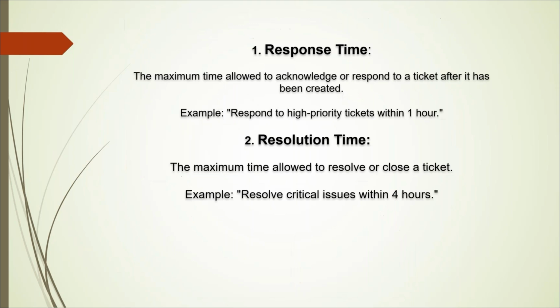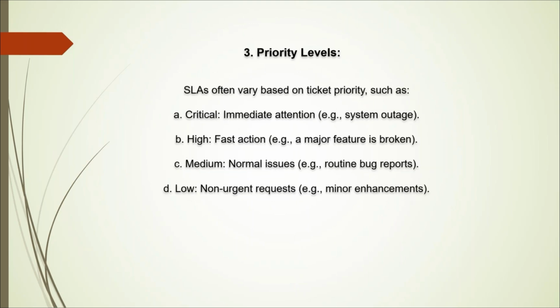The third one is priority levels. SLAs often vary based on the ticket priority, such as critical, high, medium, and low. Critical priority needs immediate attention; we need to resolve this issue within 30 minutes or 1 hour. That is critical. High means it's not as critical, but it's a high priority issue. In that case we need to take fast action, or provide the fix within 2 or 3 hours.